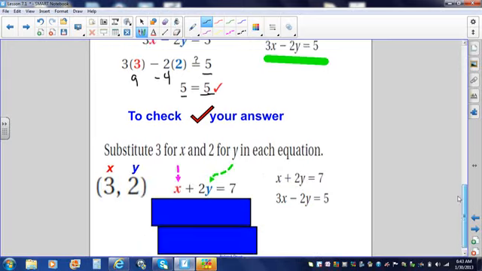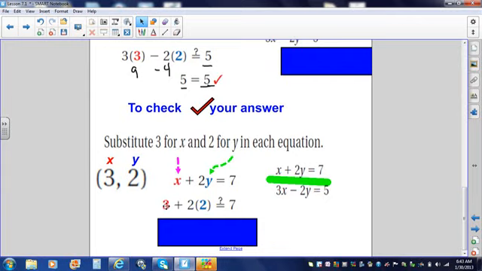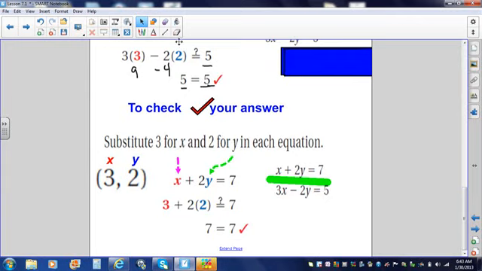Now let's try the other equation. Please write down the linear equation x plus 2y equals 7. We're going to substitute again 3 for x, and we're going to substitute 2 for y. So we have 3 plus 2 times 2. 2 times 2 is going to give us 4. If we add 3 and 4, that gives us 7. Once again, 7 does equal 7, so it checks.